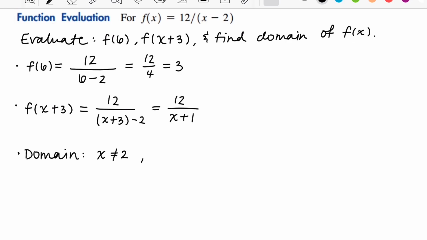And then in interval notation, we would write it as this. So we're going from negative infinity up to 2, but we have a parenthesis here, so we're not including 2. And then we're going from 2, again not including it, all the way up to positive infinity. So that would be the domain of our function here.